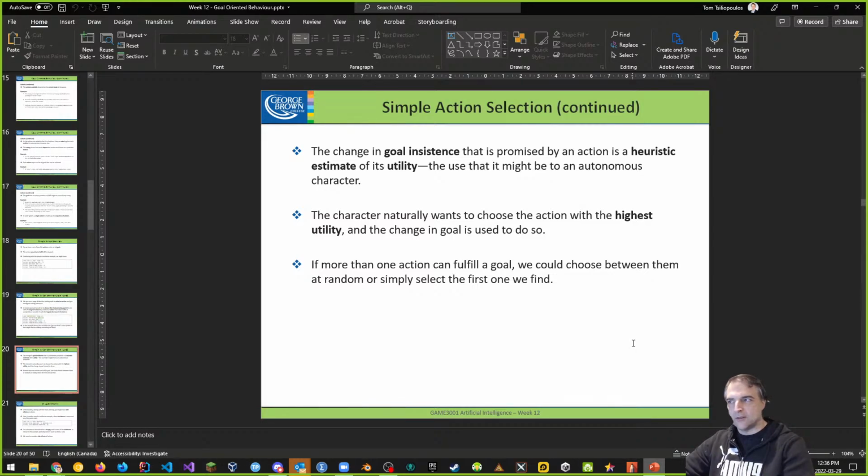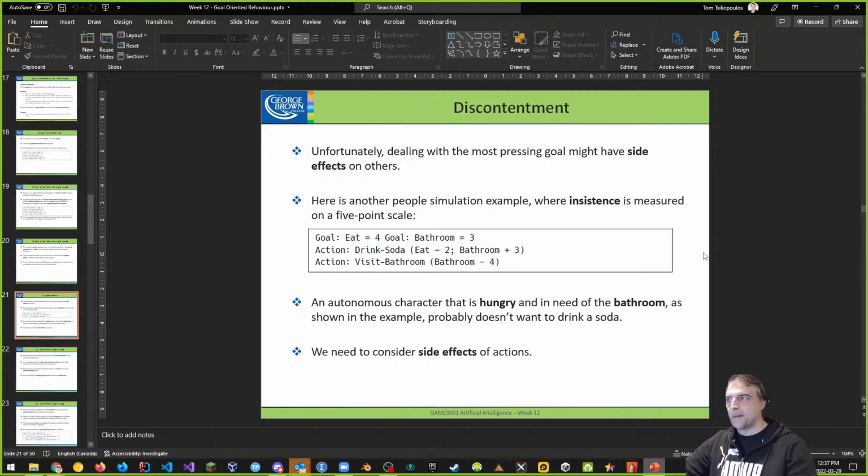All right. So, what is utility? Again, what we want to do is that it might be how much use it's going to be for this autonomous character, and the character naturally wants to choose an action with the highest utility, the highest reduction in insistence, if you will. Okay, so if more than one action can fulfill a goal, we could choose between them at random or simply select the first one we find. Okay, the first one that seems applicable. It's really up to how we want to program the AI.